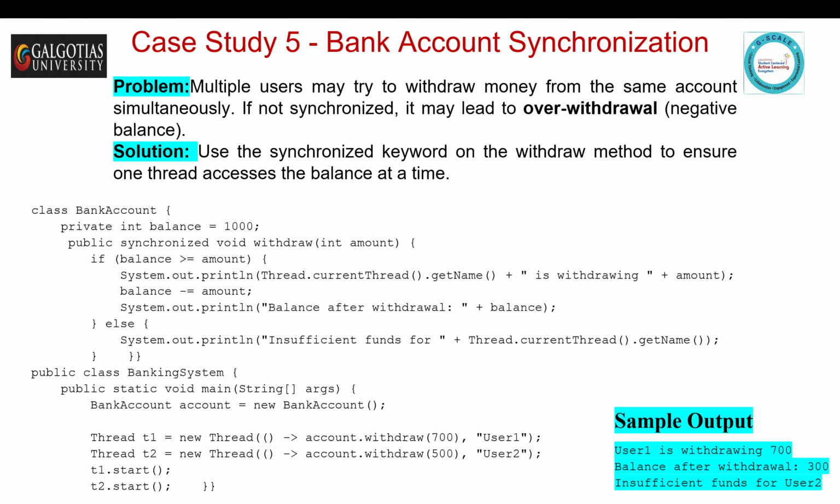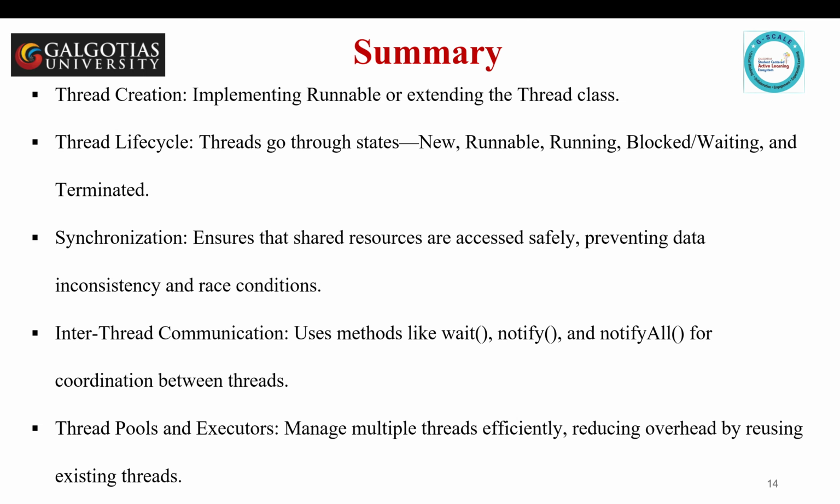In this case study, multiple users try to withdraw money from the same account. Without synchronization, over-withdrawal may occur, resulting in a negative balance. The withdraw method is synchronized, so only one thread accesses the balance at a time. This prevents data inconsistency and ensures correct balance updates. The output shows that one user successfully withdraws money and the second user is denied due to insufficient balance. This confirms that synchronization is working correctly.